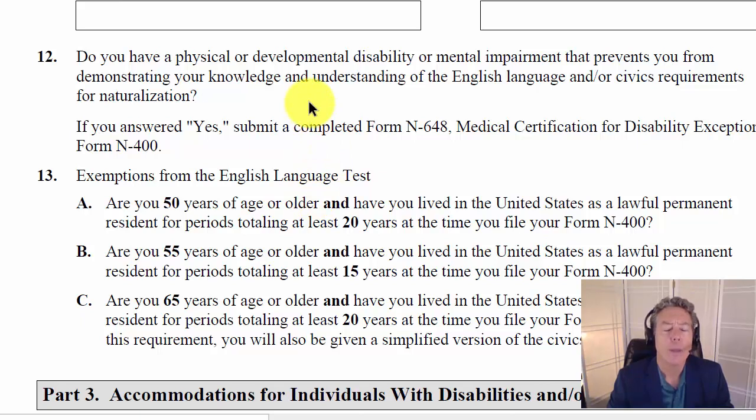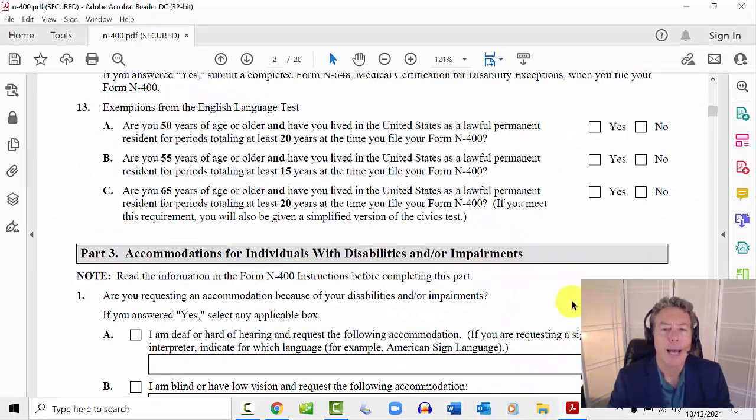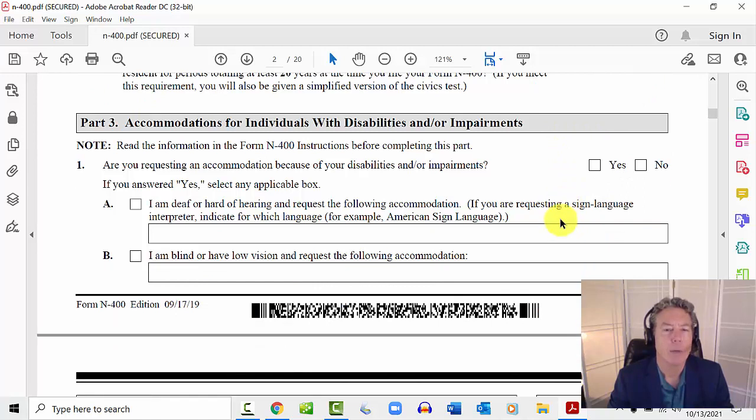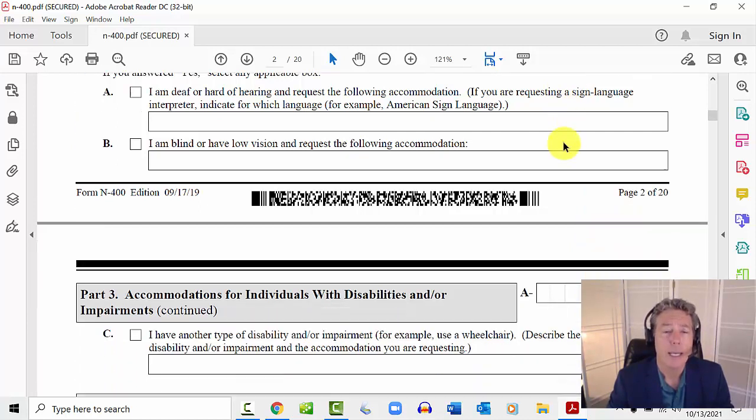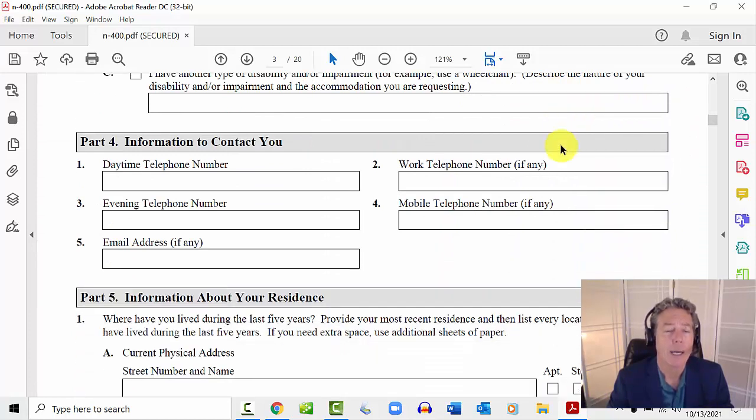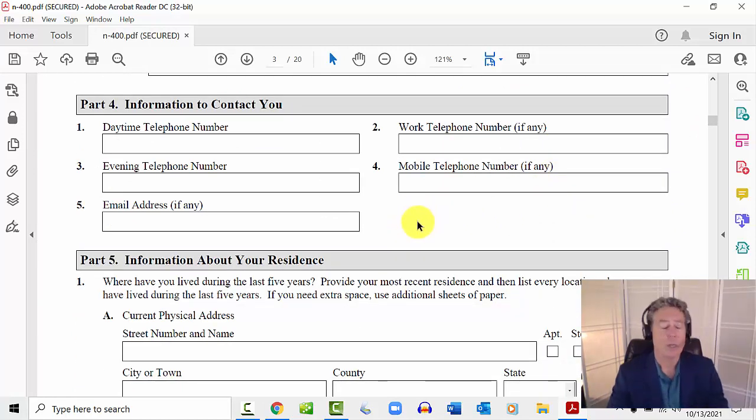And then here's where you go with the exemptions and the exceptions for the English and the civics. We covered that. So answer that if you're seeking one of those and know that you're going to have to prove that. Accommodations for individuals with disabilities and impairments. So this is if you've really got a physical disability, they want to get the appointment ready for you. Go ahead and indicate what that is here. All right, contact information. You need to give them good contact information, and if it changes, you need to update it. That's very important.